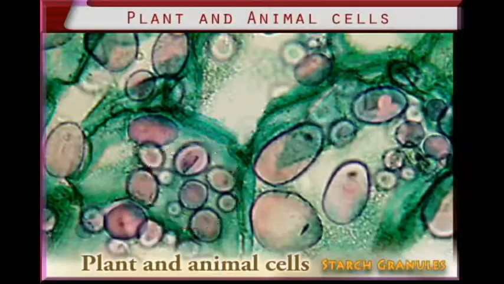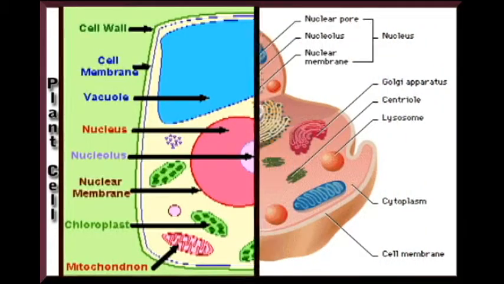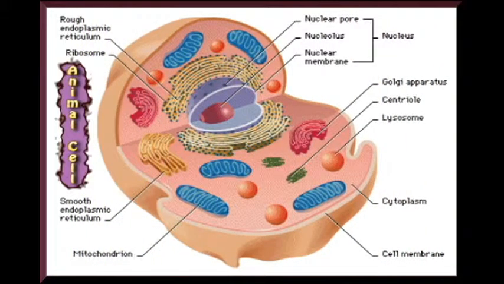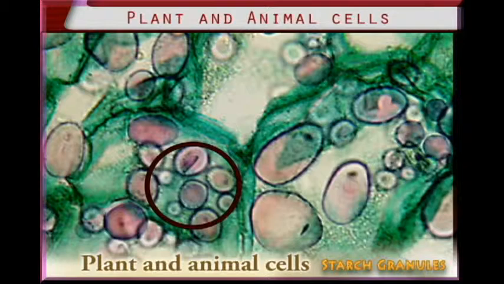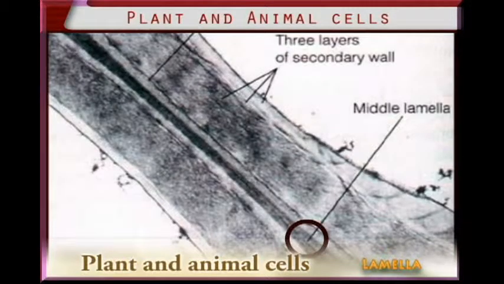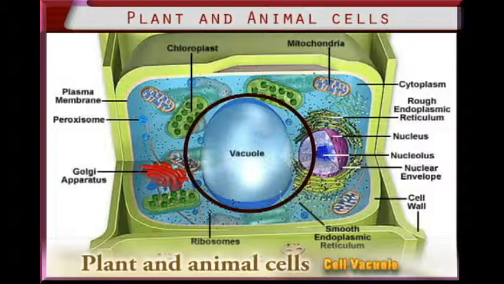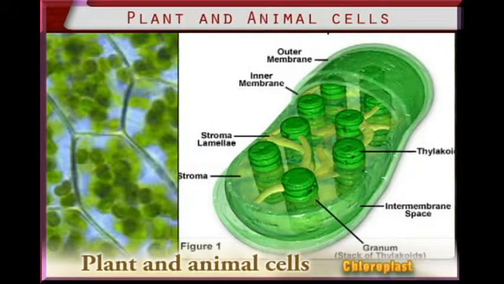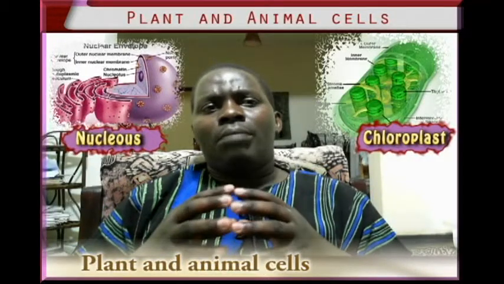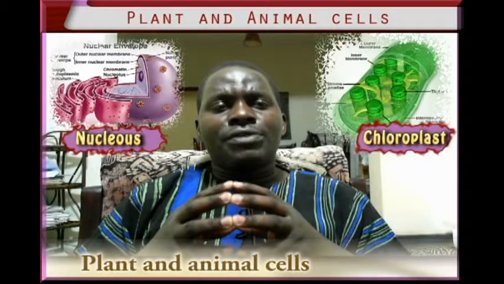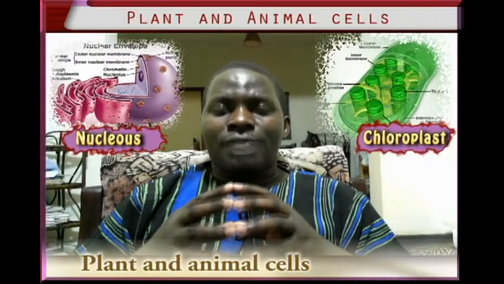So you find that most of these substances or materials are absent in the animal cells. We don't have a cell wall, we don't have starch granules, we don't have a middle lamella, we don't have a cell vacuole, and there are no chloroplasts. Those are the major differences between the plant and animal cells. Now we want to look in detail at the components of a cell.